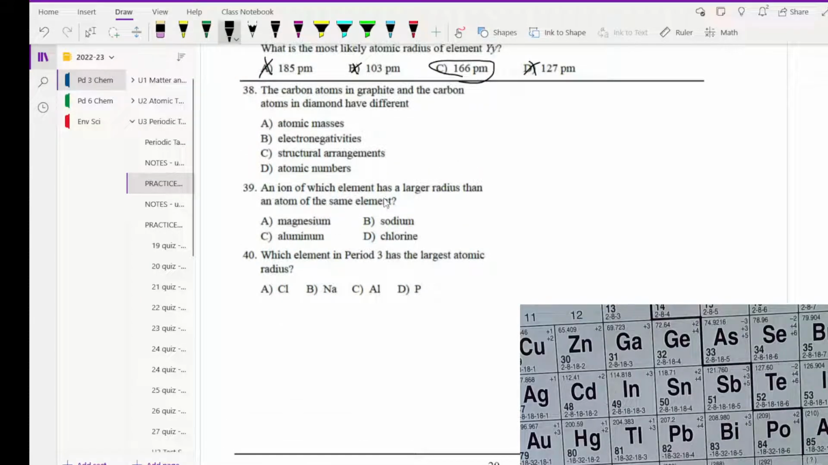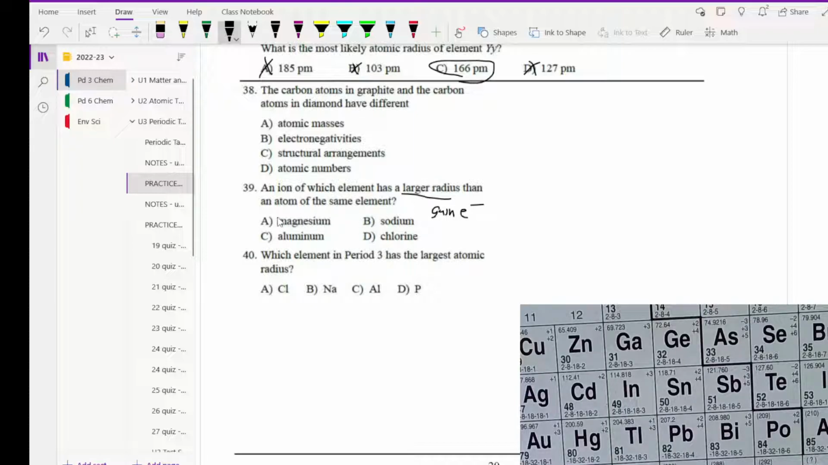Okay, 39, an ion of which element has a larger radius than an atom of the same element? An ion of which one has a larger radius? Okay. Larger radius means it must gain an electron. So we're basically looking here to see if any of these gain electrons.